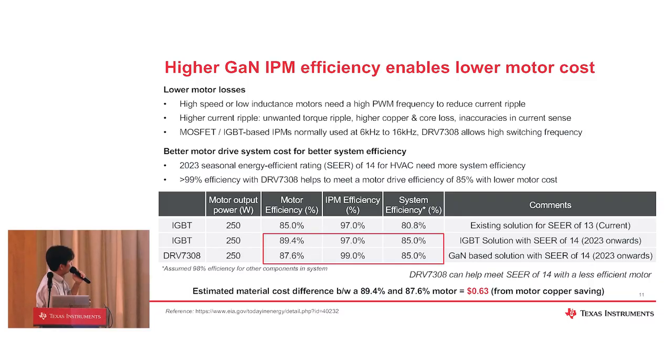Here, just now I mentioned the switching frequency of the power switch, right? For the MOSFET or IGBT IPM, they normally switch at 6 kHz to 16 kHz, but for this IPM DRV7308, you can switch faster at higher frequency.